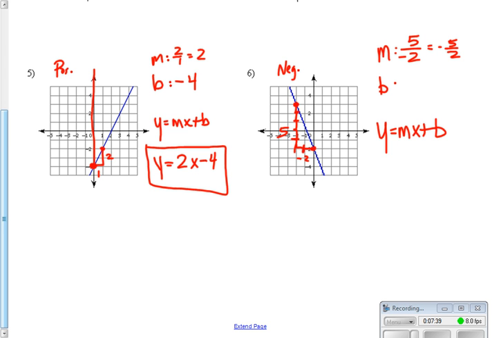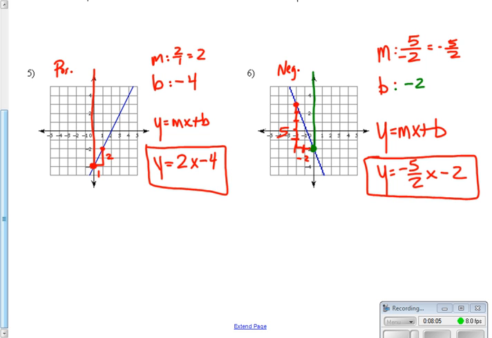B, where it crosses the y-intercept. Well, if we look at the y-axis here, we go down and the line hits that y-axis right here at that point, being negative 2. Plug the things into our slope-intercept form here. We have y equals, m is negative 5/2 x, and then our b value is negative 2. So in slope-intercept form, y equals negative 5/2 x minus 2. This will conclude our lesson 4 on slope-intercept form.